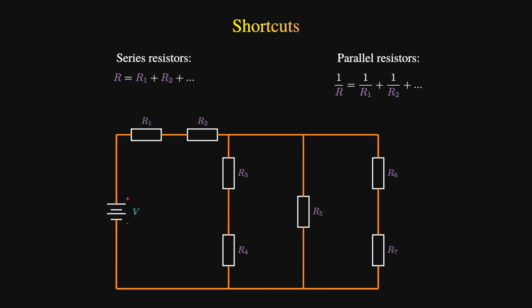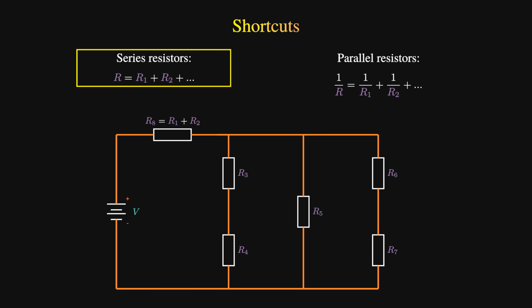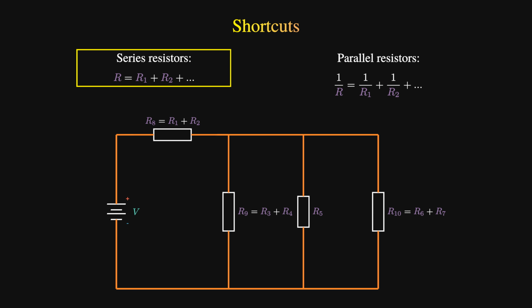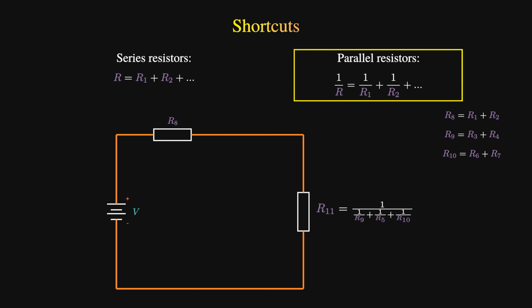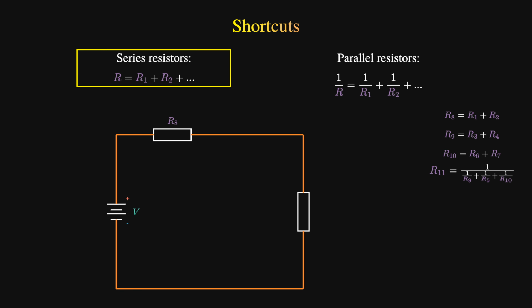Let's quickly run through this example. We can start by simplifying the series resistors, so we can let R8 equals R1 plus R2, R9 equals R3 plus R4, and let R10 equals R6 plus R7. We can then simplify these three resistors we see in parallel, letting R11 equals 1 divided by (1 over R9 plus 1 over R5 plus 1 over R10). Finally, we are left with two resistors in series, so we get one resistor equal to R8 plus R11.